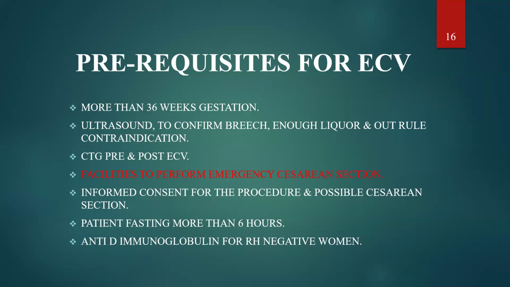Then you need an ultrasound scan with you when you are doing the version, to confirm the breech first, confirm enough liquor, and to rule out any contraindication, like placenta previa, cord around the neck, and other things that will make your version not successful or complicated. Then you need a cardiotocograph pre and post the external cephalic version to be able to monitor the fetal heart rate and pick up any abnormalities to intervene accordingly.